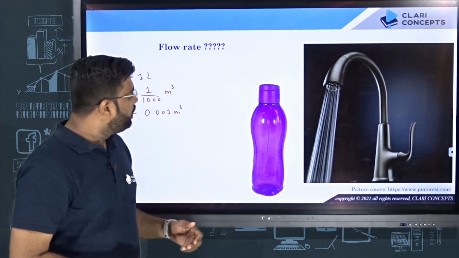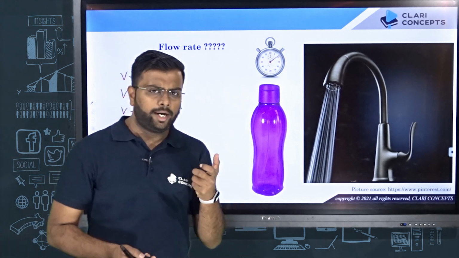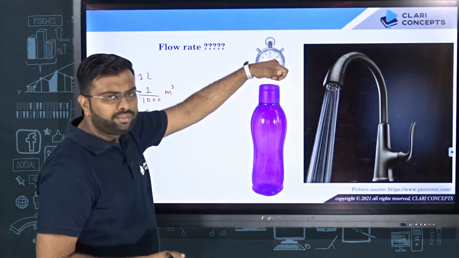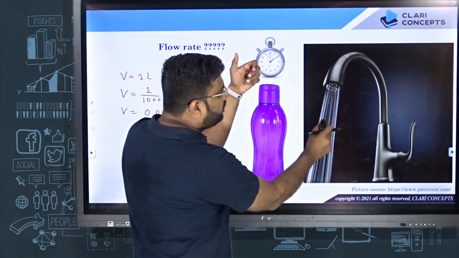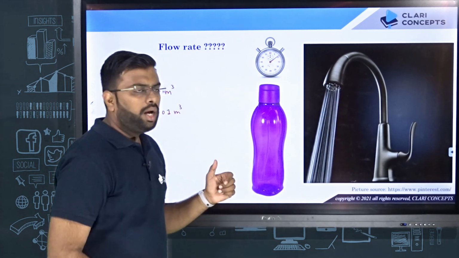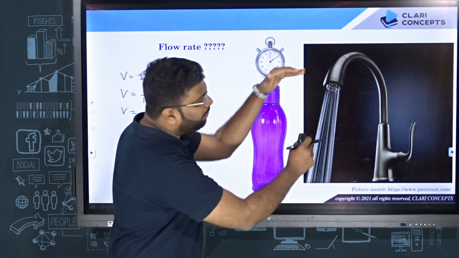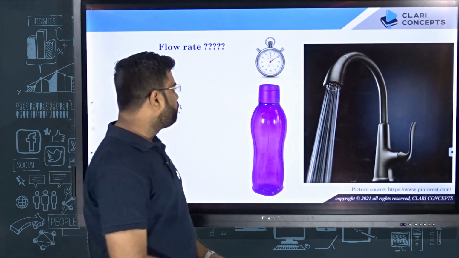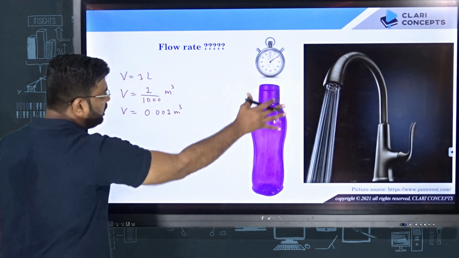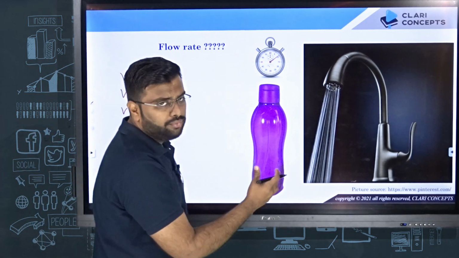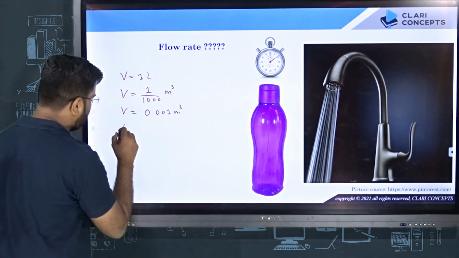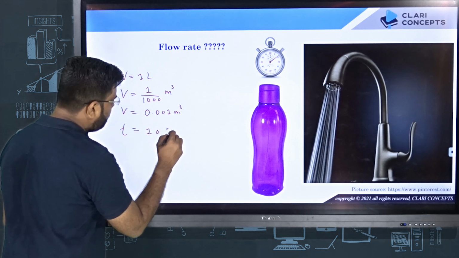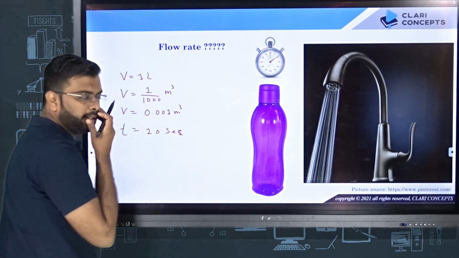Now what do you do? You take a stopwatch in your hand, open the cap of this bottle, place the bottle underneath this tap and start the stopwatch. Then stop the stopwatch when it is completely filled. Let us say, for example, the time taken for water to fill the entire bottle is 10 seconds. So now what is the flow rate?